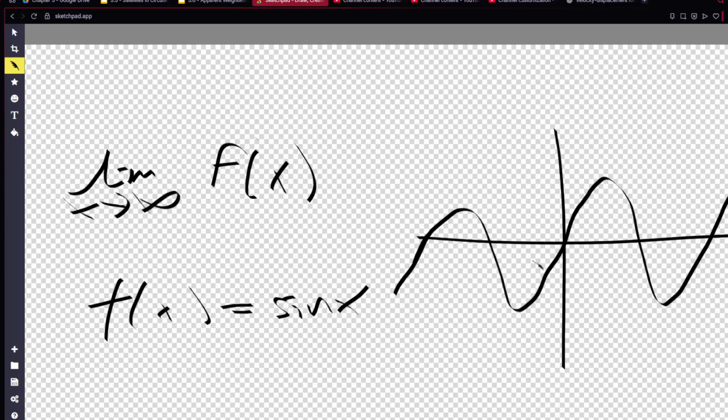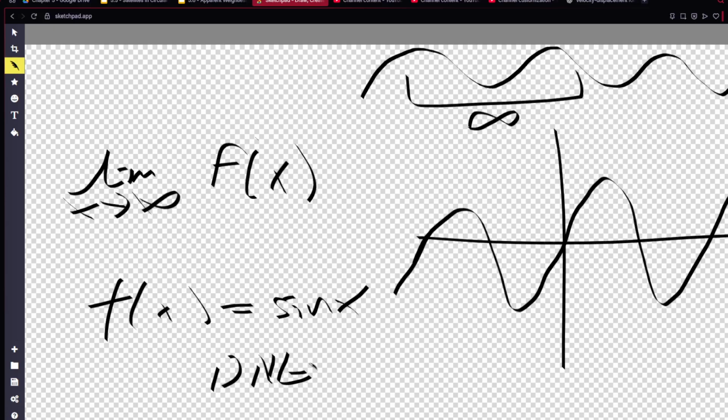Notice how it's repeating over and over, and even at infinity, we can use some logic to deduce that, since it's just multiples of 2 pi, it's just going to go like this over and over. There's nothing it's converging to, and that's why the limit of sine x as x approaches infinity does not exist, and you're going to have to use some logic to figure that out.